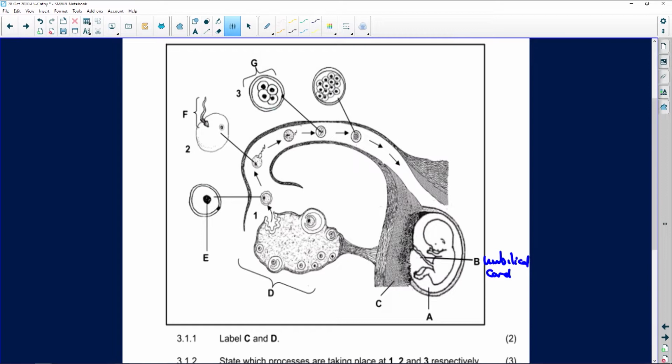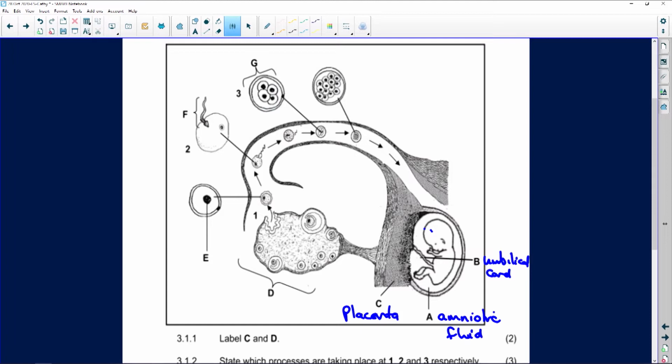This is your placenta. What is this? That is your amniotic fluid, and that fluid makes sure that the baby's temperature is kept correct. It also prevents this little embryo here from any kind of physical damage because it acts as a shock absorber.